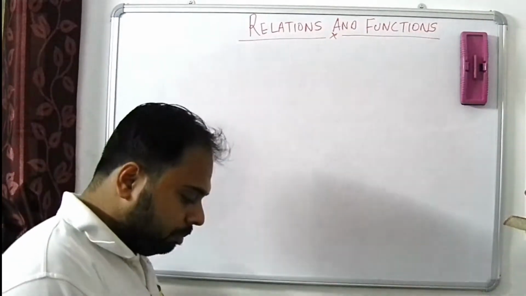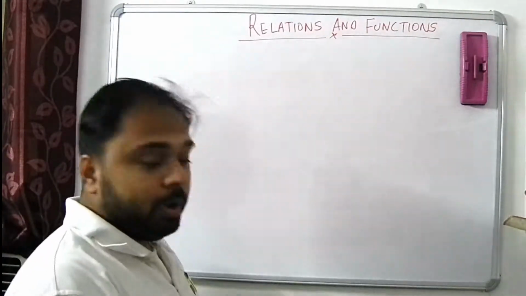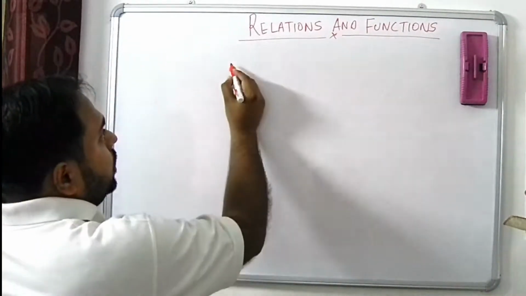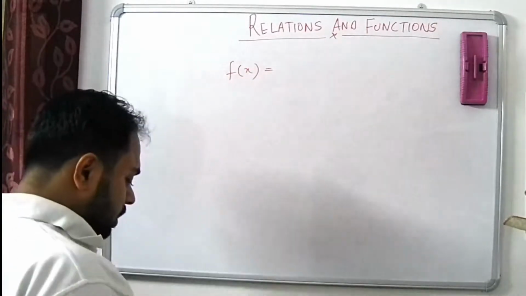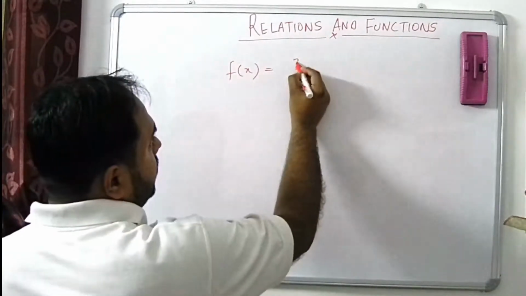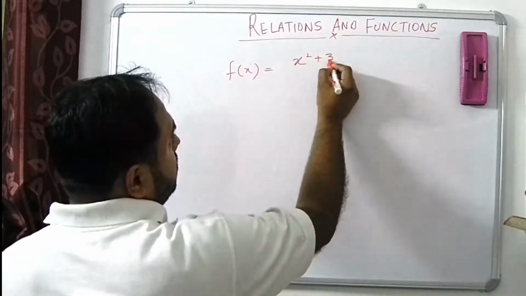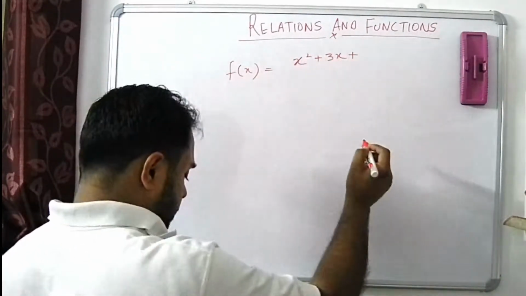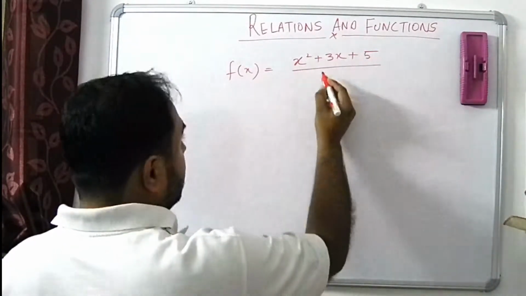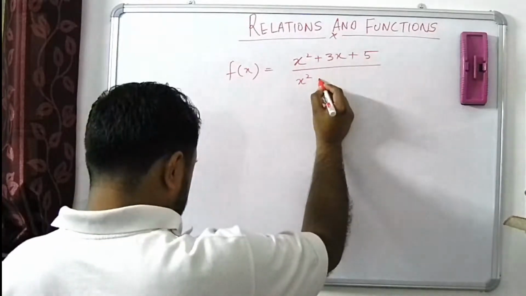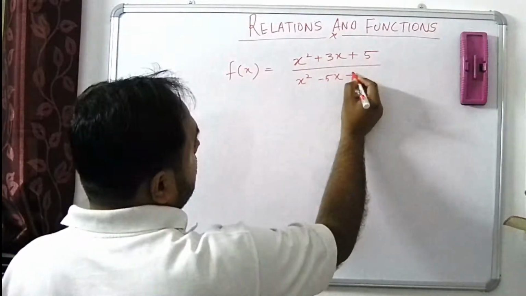Let's take another example. Now they are asking for the domain of a function. These are very typical questions that you get day in and day out. There is a function f(x). First of all, let's see what it is: (x square plus 3x plus 5) divided by (x square minus 5x plus 4).